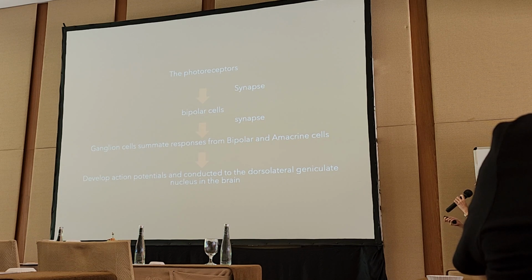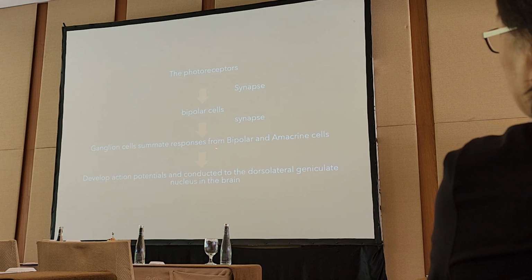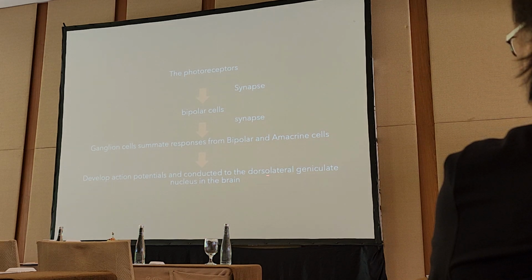This is the simplified visual cycle, or how we see. From the receptors, there's a synapse with the cells there. The impulses travel through the bipolar cells and then the ganglion cells, which sum the responses from bipolar and amacrine cells, develop action potentials, and conduct them to the lateral geniculate nucleus in the brain, and then we can see.